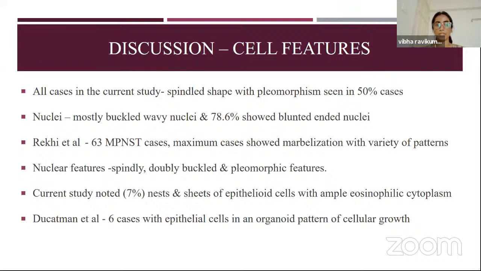According to the study done by Recchi et al., where 63 MPNST cases were studied, maximum cases showed marbleization with a variety of patterns like sheets, nests, fibrosarcomatous patterns, and herringbone. Nuclear features in their study were spindle, double buckled, and pleomorphism. The current study showed nests and sheets of epithelioid cells with ample eosinophilic cytoplasm, which was similar to the study done by Ducartman et al., where 6 cases were epithelioid cells in an organoid pattern of cellular growth. These features corresponded to the features of epithelioid variant of MPNST.